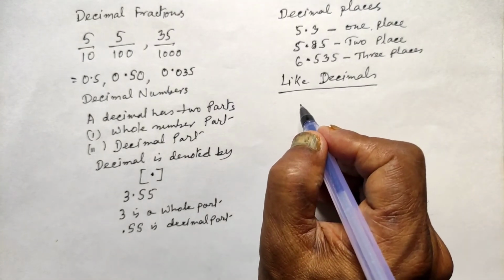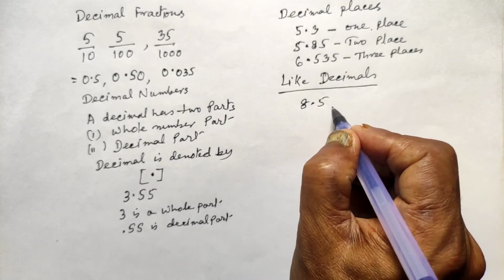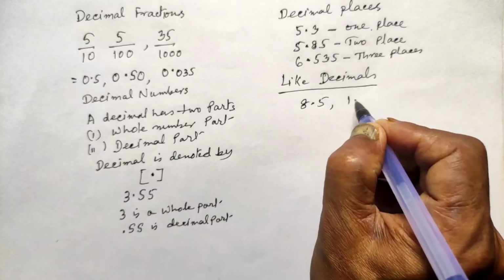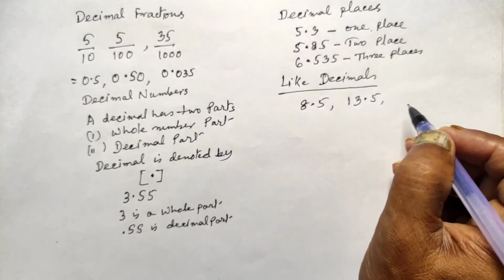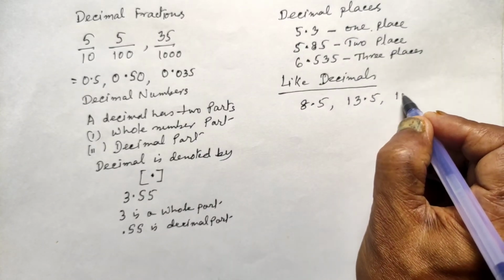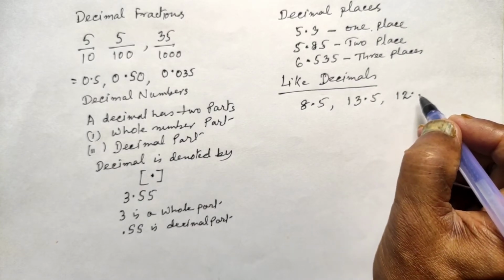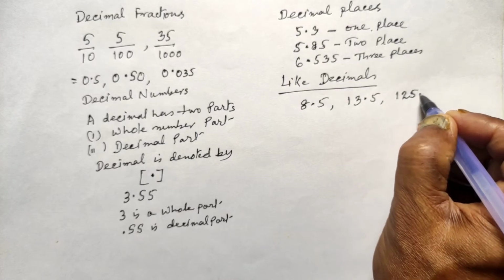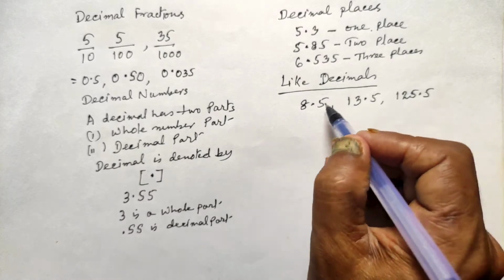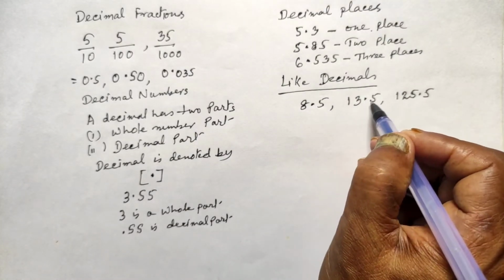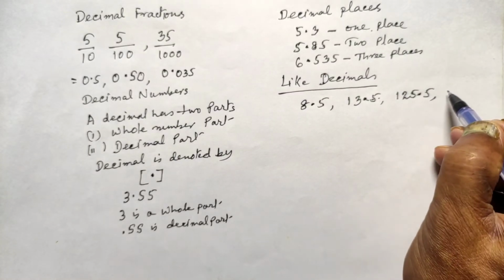Examples I am giving you here, like 8.5, I can give you 13.5, I can give you 125.5. Here also you can see in all cases after the decimal there is only one place, that is one digit. You understand?